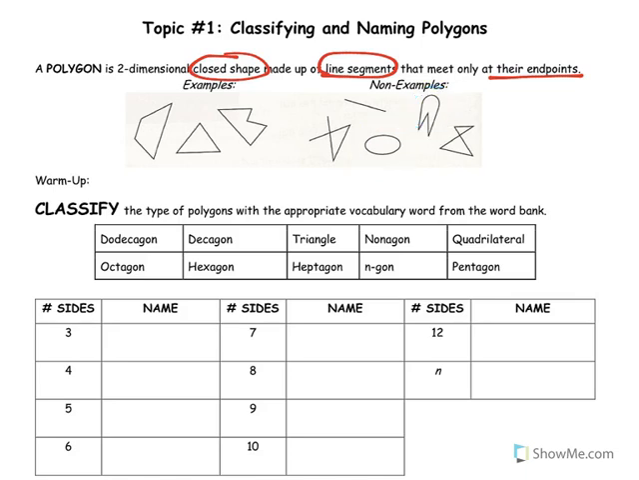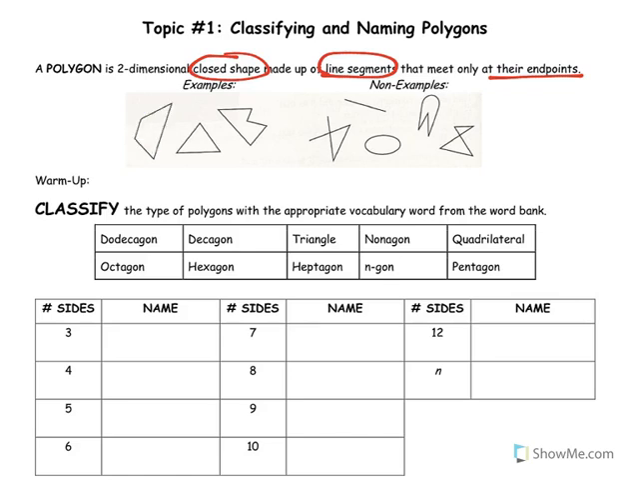It also has to meet at their endpoints. So if you look at this example right here, the sides are kind of intersecting at that point, and that can't happen, right? There has to be space inside that you can almost like color in, okay?